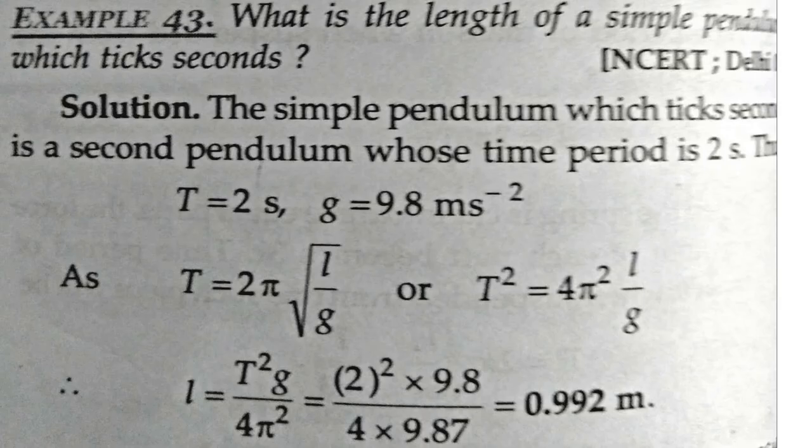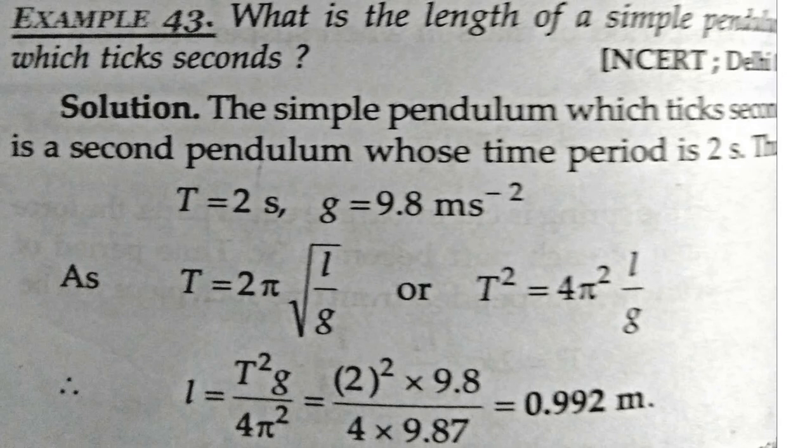Now we'll discuss one problem. What is the length of a simple pendulum which ticks seconds? The length of a simple pendulum which ticks seconds means one whose time period is 2 seconds. A pendulum having a time period of 2 seconds is known as one which ticks seconds. So the time period is given as 2 seconds. If acceleration due to gravity is not mentioned, you can take it as 9.8 meter per second square.